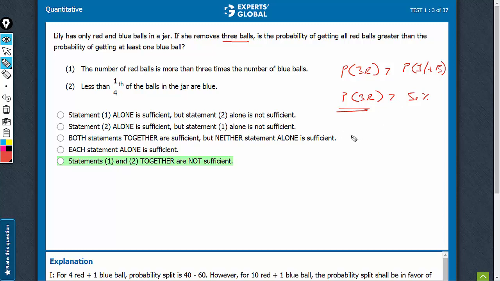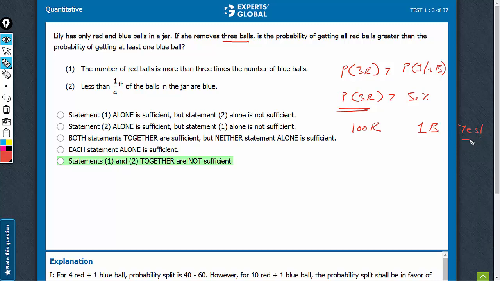Now let's look at statement 1. The number of red balls is more than 3 times the number of blue balls. So of course getting a yes is going to be easy. If we have 100 red balls and only 1 blue ball, you need not even calculate. You know that this probability is going to be much more than 50%. So getting a yes is of course easy. And our approach in these questions is always to try to get a yes as well as a no and prove a statement insufficient. When we are not able to prove a statement insufficient, that is where it becomes sufficient.